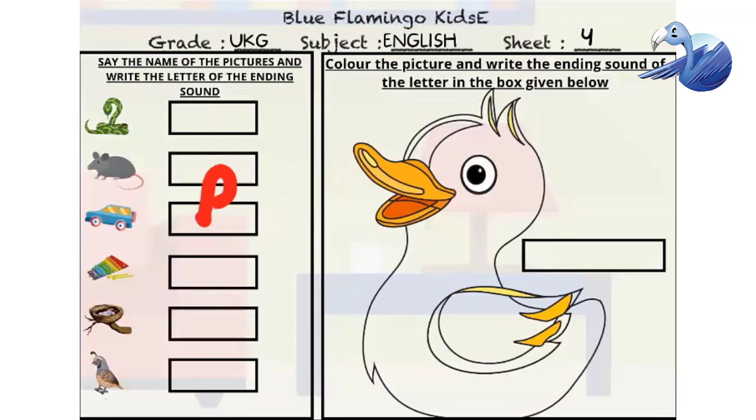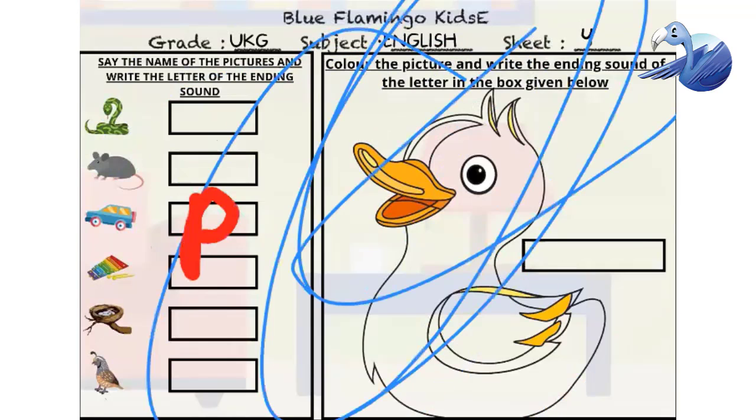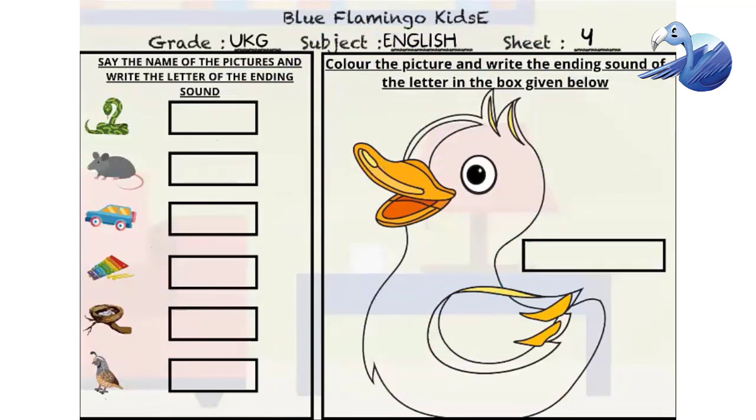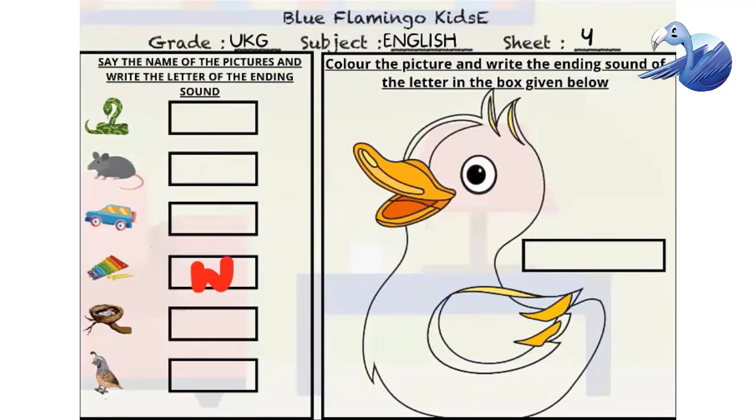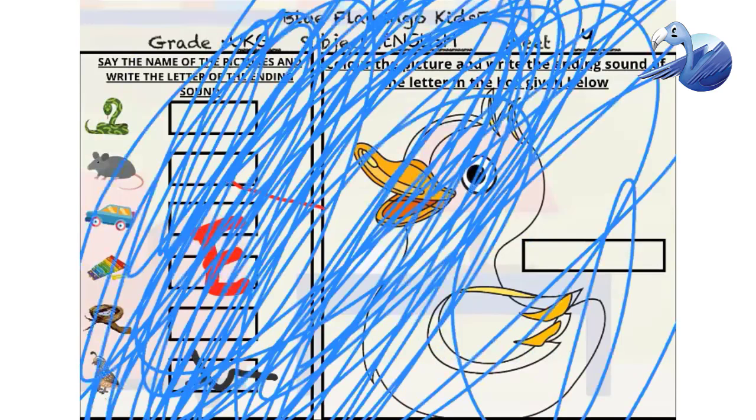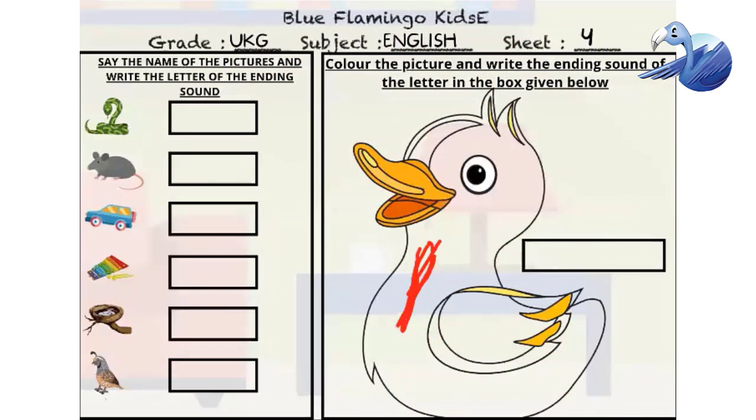It's an R. What is the phonic sound of R? R. Now next one is xylophone. So you have to write E. Next, nest. So you have to write T.